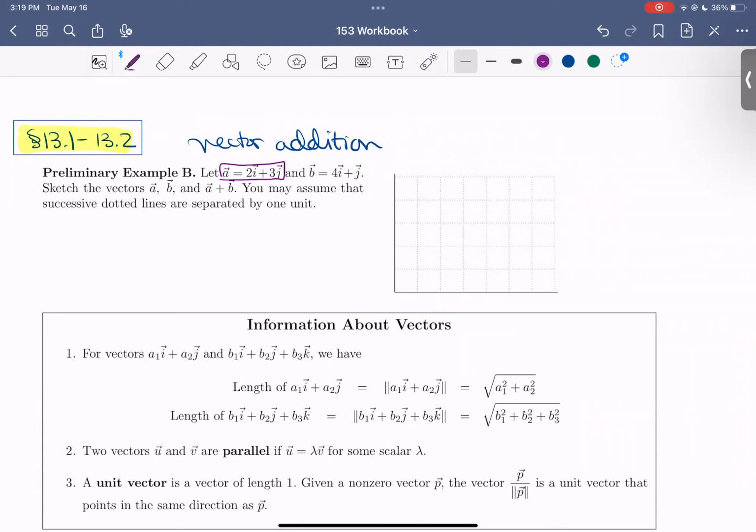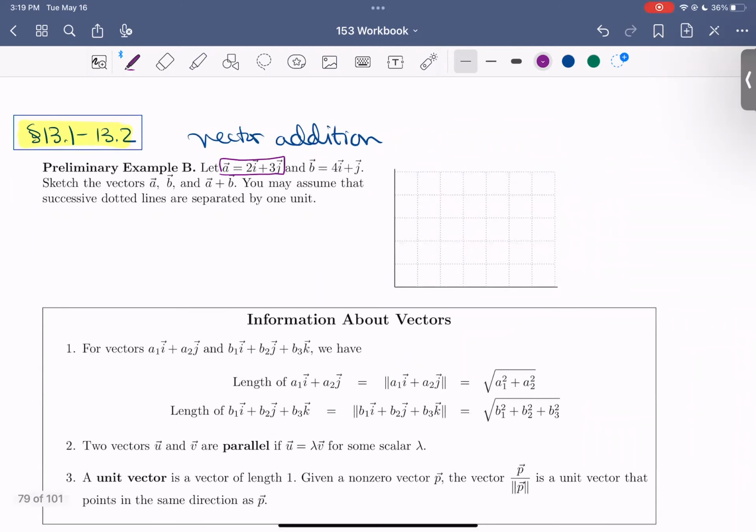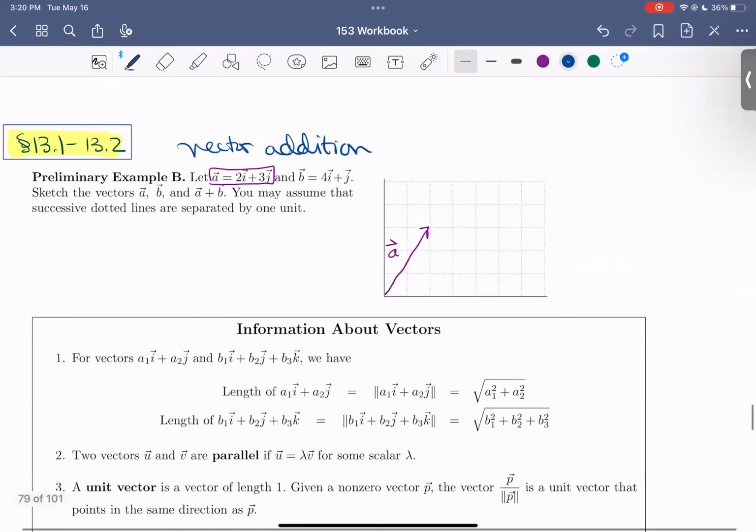Feel free to pause the video and graph them on your own and then check your work. So we can graph 2i plus 3j moving over to the right 2 and up 3. So our vector would look like this. Here would be vector A. Now for vector B, we are going to move 4 to the right and up 1. So we can start at the origin also, 1, 2, 3, 4, up 1. So vector B looks like this.